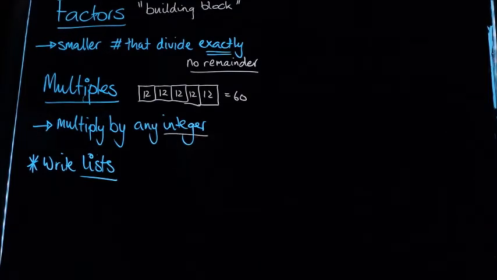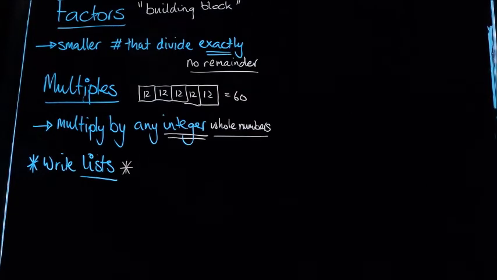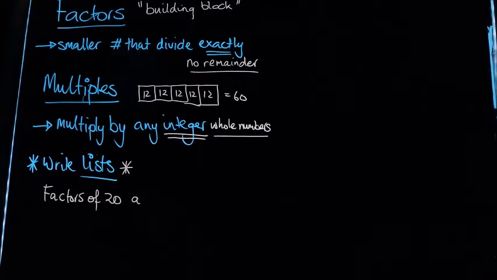Any integer, okay, so we're just talking about whole numbers here. Don't do any work with any decimals, okay? So, and the big thing for you, what you're maybe not used to, is writing lists. So I'm just going to do an example here, and I write the factors of 20 are, and sometimes I just write out a list.